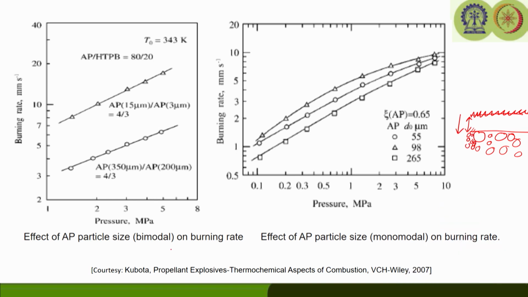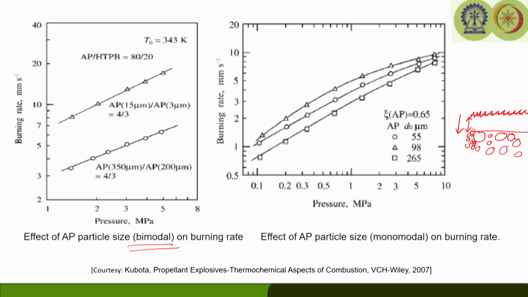Now, these two plots are showing two different combinations. One is for the bimodal case. Bimodal means, for efficient packing, to improve the packing density, the ammonium perchlorate crystals are packed in different sizes, bigger and smaller, so that the smaller crystals can take up the void space created by the arrangement of the bigger particles. So, in the bimodal case, a mixture of larger crystals and smaller crystals is used.